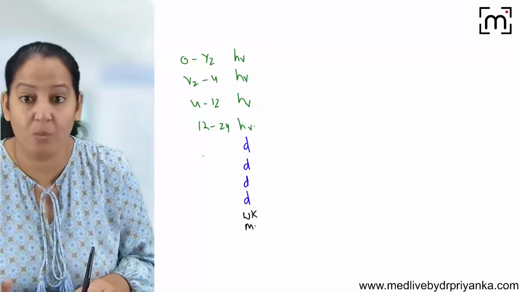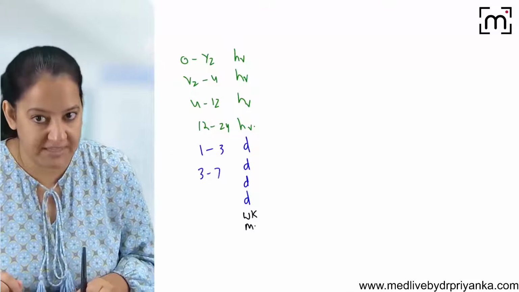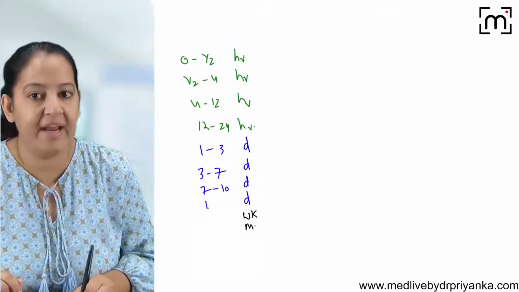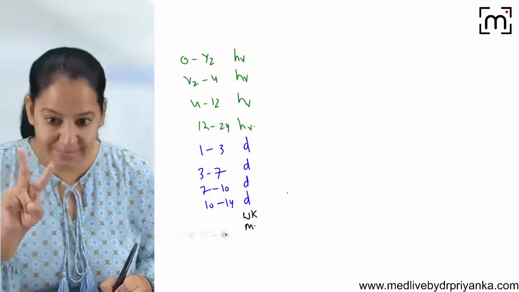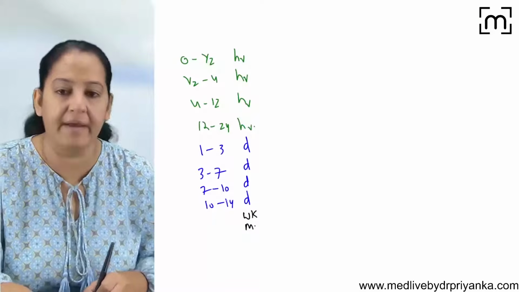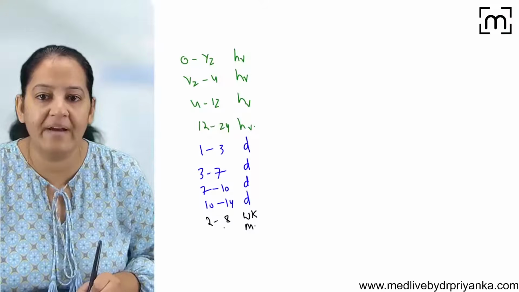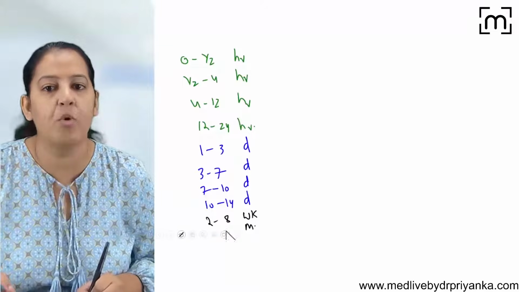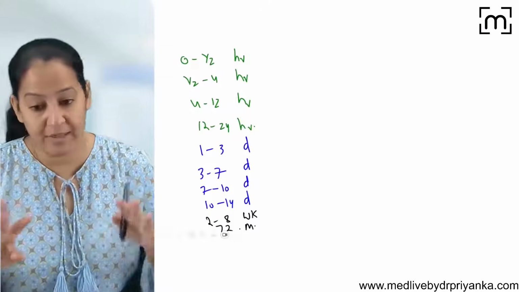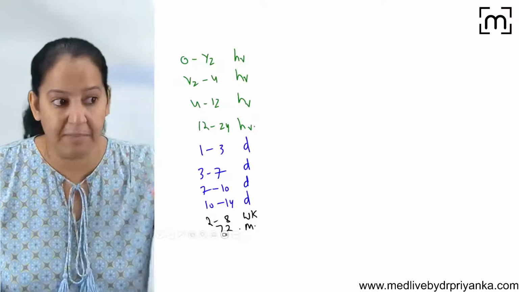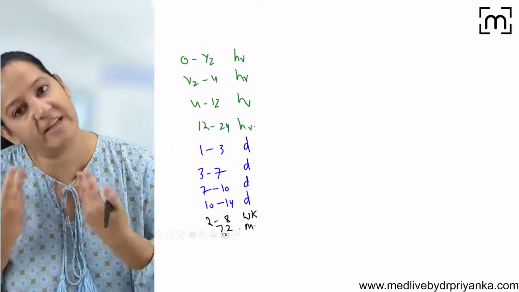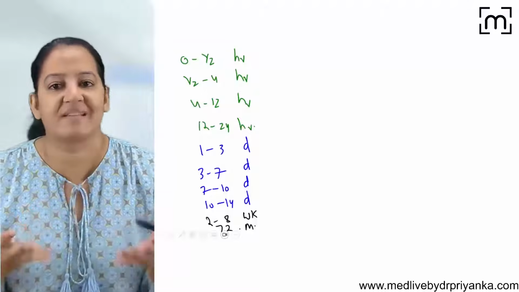Now come on days: 1 to 3 day, 3 to 7 day, 7 to 10 day, 10 to 14 day. 14 days means 2 weeks. So 2 to 8 week, and 8 week means 2 months. More than 2 months, everything looks same. I can't tell if it is 3 months, 4 months, 5 months, 1 year; everything looks same. More than 2 months means it's a scar.